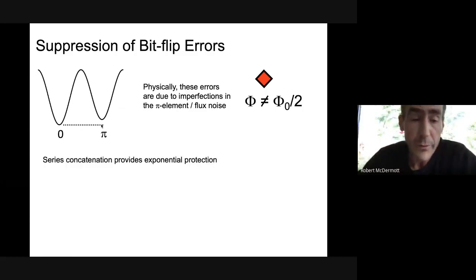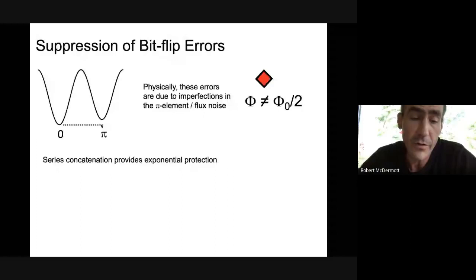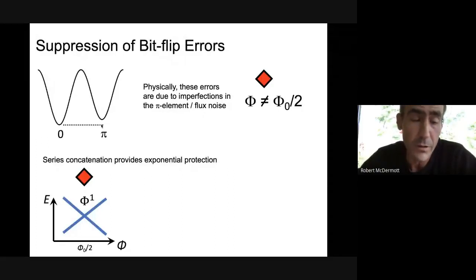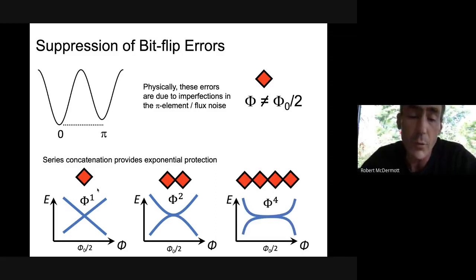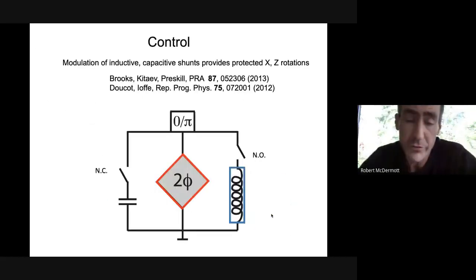Okay, so how do we deal with this? Well, the series concatenation here is going to provide the exponential protection that we need. In the case of a single plaquette, we have no protection at all. We get this hyperbolic set of energy bands, and in the case of a vanishingly small tunneling rate, we just have a linear flux dispersion that gives us no protection. But as soon as we start to concatenate elements, then we begin to exponentially suppress the sensitivity of the qubit to flux noise. And that is the exponential suppression of bit flip errors in this type of device. So in principle, we can have both suppression of bit flips and phase flips.